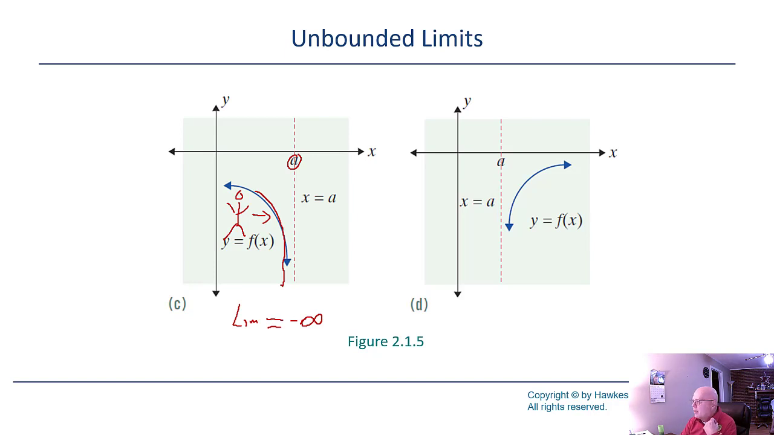Because you've got negative numbers, the closer you get, and they're much bigger as you get closer to a. The other one is just coming from the right-hand side, and the same thing is happening. Further down you go, it doesn't actually touch, but the y values continue to get larger and larger, but negative.